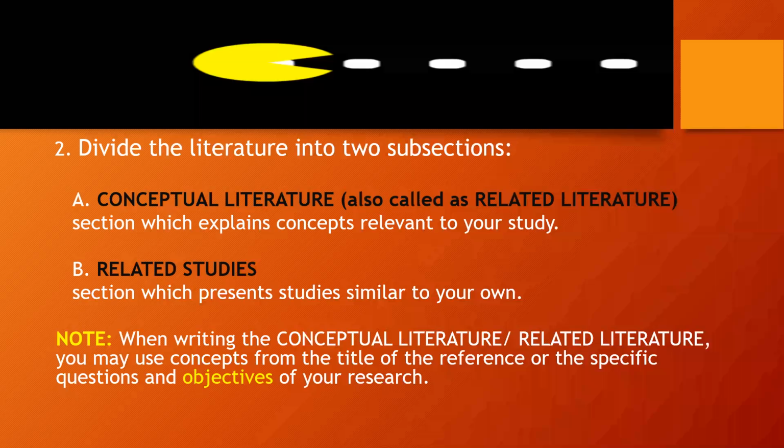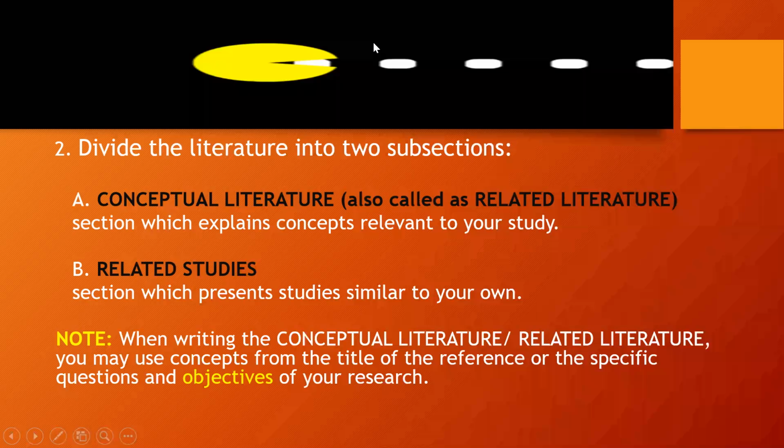So, what is the difference between literature and studies? Students usually get confused, and it stresses them out. So, guys, when we say conceptual or related literature, we're talking about the definition of the concept. When you say concept, we're talking about your subject or your variable. Aside from the definition, you also need to include the characteristics and the function.